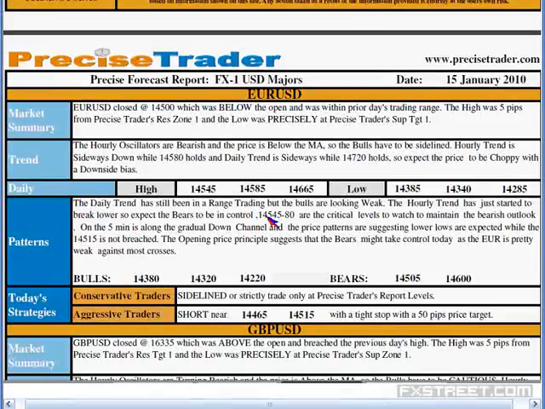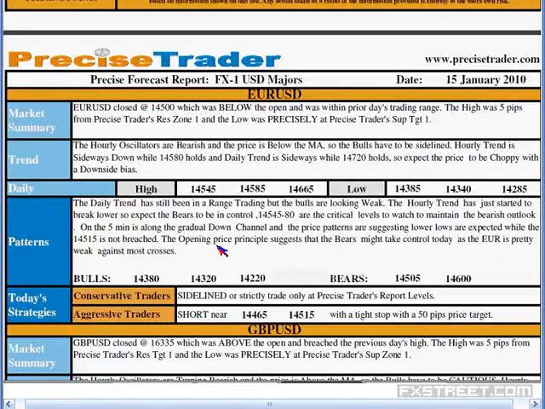So the next sentence says 145.45 or 145.80 are the critical levels to watch to maintain the bearish outlook. So overall, we are still emphasizing that as long as the price doesn't breach or go beyond 145.85 or 145.80, the price is expected to come down. And on the 5-minute, it is along the gradual down channel, and the price patterns are suggesting lower lows are expected, while the 145.15 is not breached.